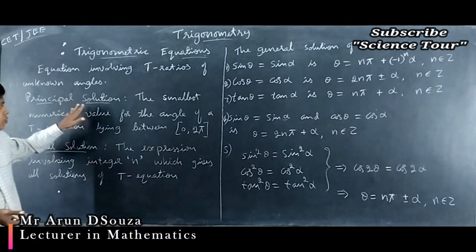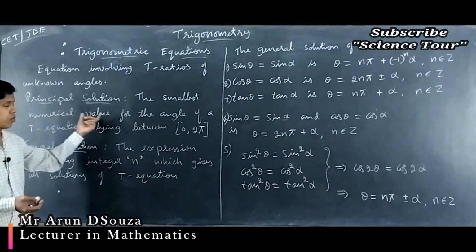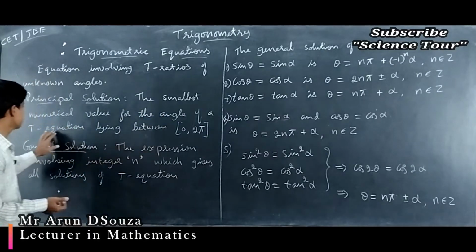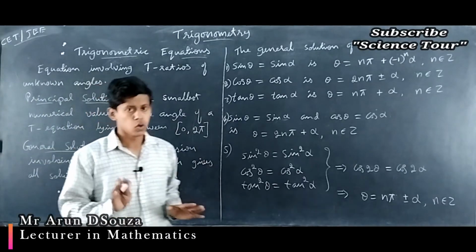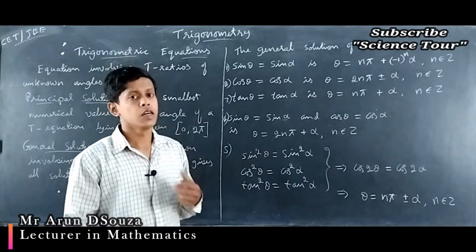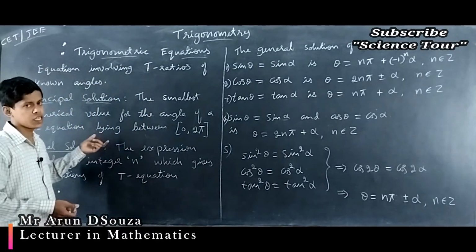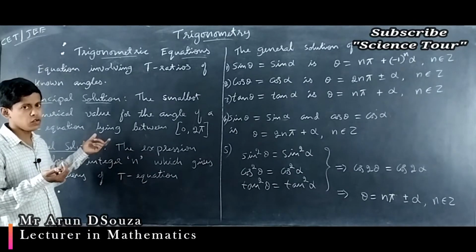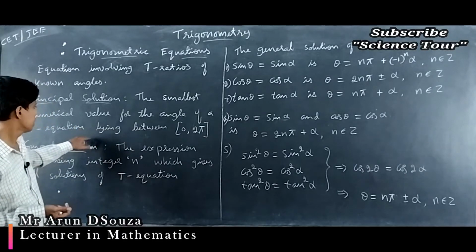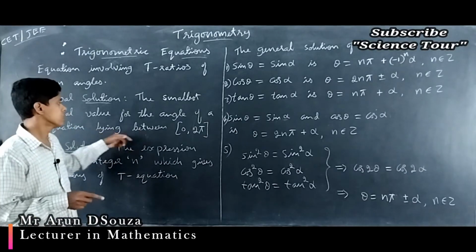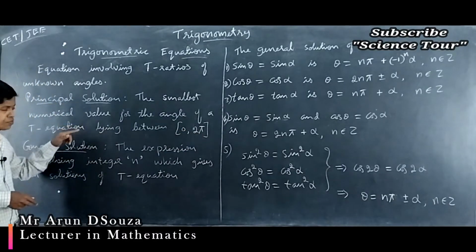The principal solution will give you the smallest numerical value for the angle of a trigonometric equation lying between 0 to 2 pi. So only between 0 to 360 degrees you will get a numerical value of the trigonometric equation. You will get the smallest numerical value of the trigonometric equation for which the angle is lying between 0 to 2 pi. That is called principal solution.